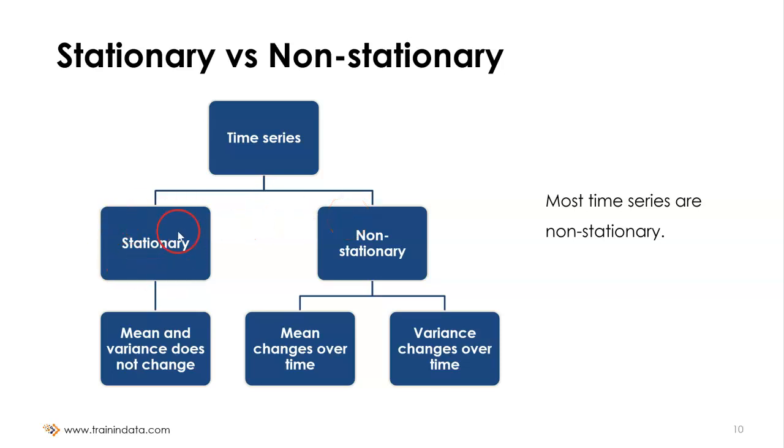In stationary time series, the mean and the variance of the time series do not change in time. What this means is that if we pick different windows in time across the time series, the probability distribution remains the same. The typical example of a stationary time series is white noise, which you probably know is a random signal. Non-stationary time series are more common. In this time series, either the mean or the variance or both change over time.